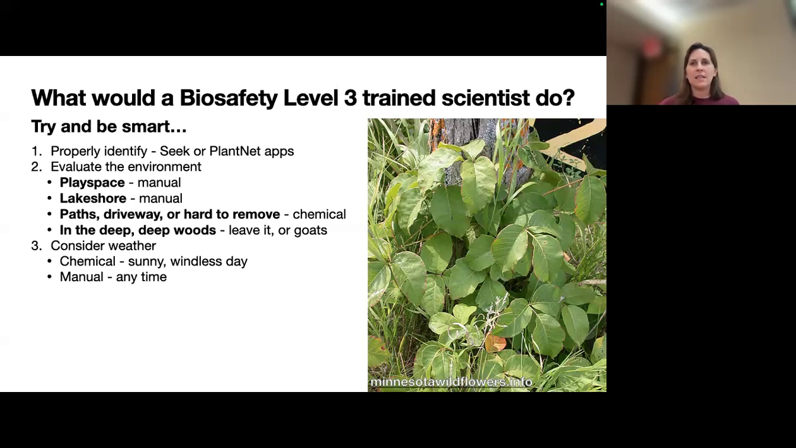But manual removal can happen at any time. I've done this as it's been drizzling outside. I've done this on sunny days, shady days. Just be mindful that if you're planning on using any type of chemicals on poison ivy, it gets taken care of when there is no wind.